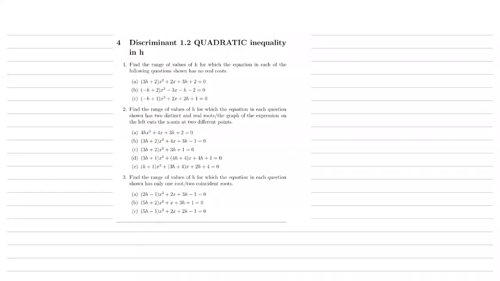Okay, let's take a look at section 4 for the quadratic inequalities. I'm just going to go through question 1a, 2a, and 3a for demonstration. You're just going to do the exact same procedure. It's just that this time, the b squared minus 4ac becomes more complicated.